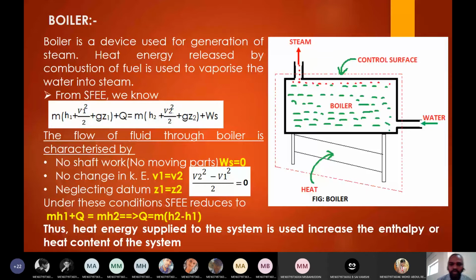As we know, a boiler is a steam generator. It takes input as water and heat, then it converts the water into steam. So we derived the steady flow energy equation for the boiler, and finally we got Q equal to m into (h2 minus h1). What does it mean? The heat energy supplied to the system is used to increase the enthalpy. Then the water is converted into steam. So that is the boiler.